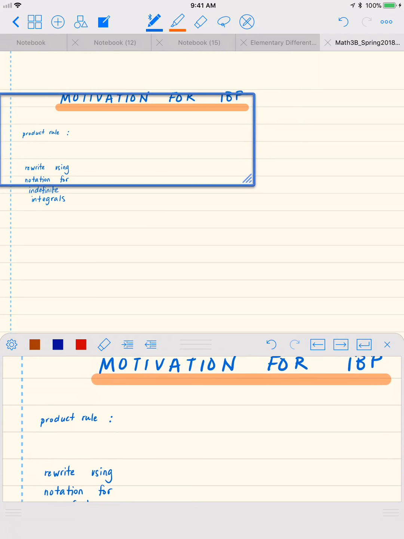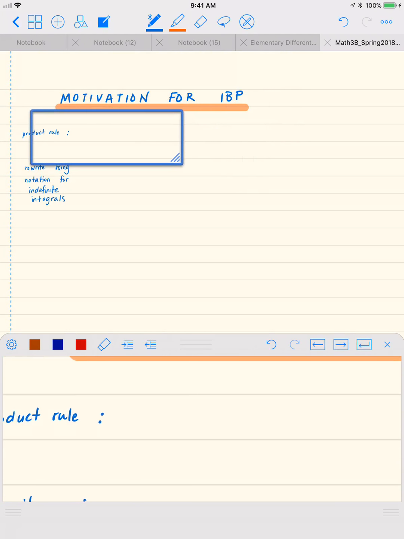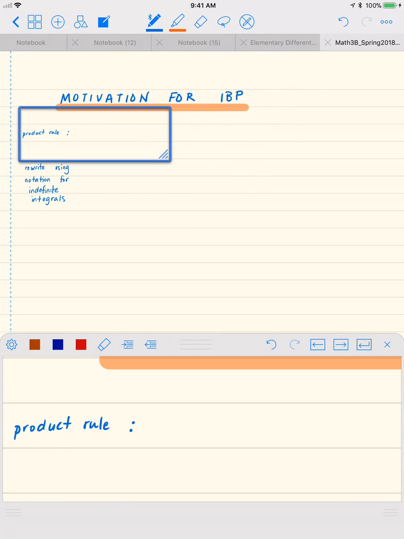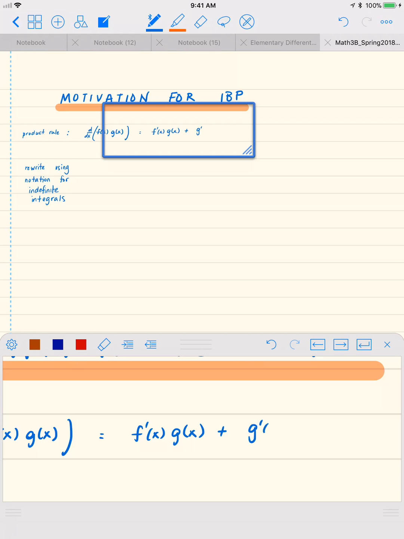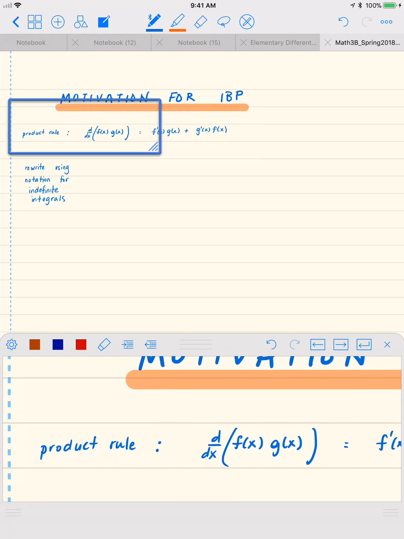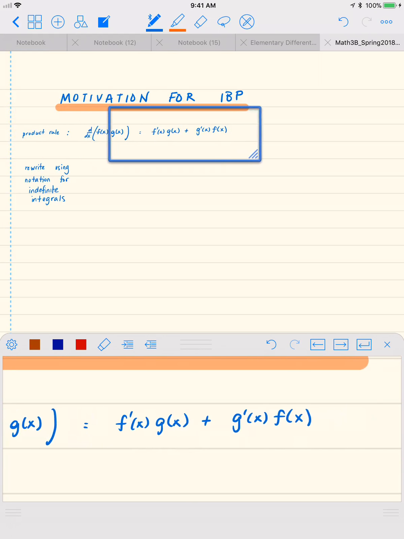Okay, so the first thing we do is we look at the product rule. Do we remember the product rule for derivatives? It says that if you have two functions, say f of x and g of x, and they're both differentiable, then the derivative of the product is equal to the derivative of f times g of x plus the derivative of g times f of x. Okay, so that's our product rule, right? It's just saying f prime g plus g prime f.